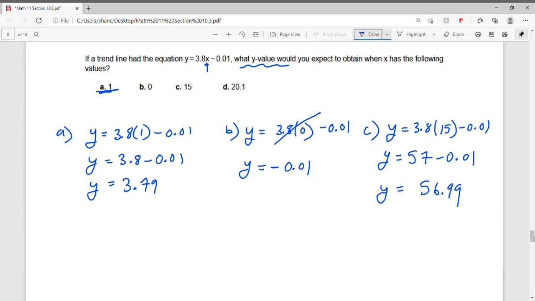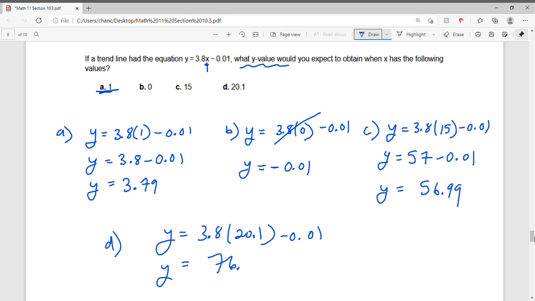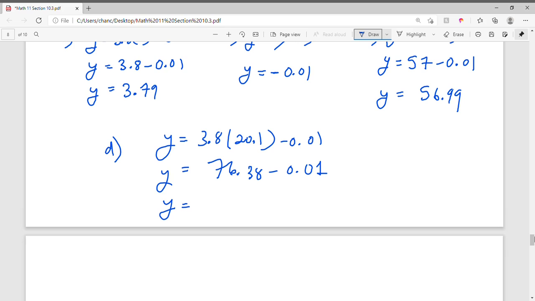And for part D, we're just repeating the process. We're replacing the x with a 20.1. 3.8 times 20.1, that yields 76.38, and we'll have to subtract 0.01. And this finally simplifies to 76.37. So these are fairly easy questions, but definitely try these on your own.